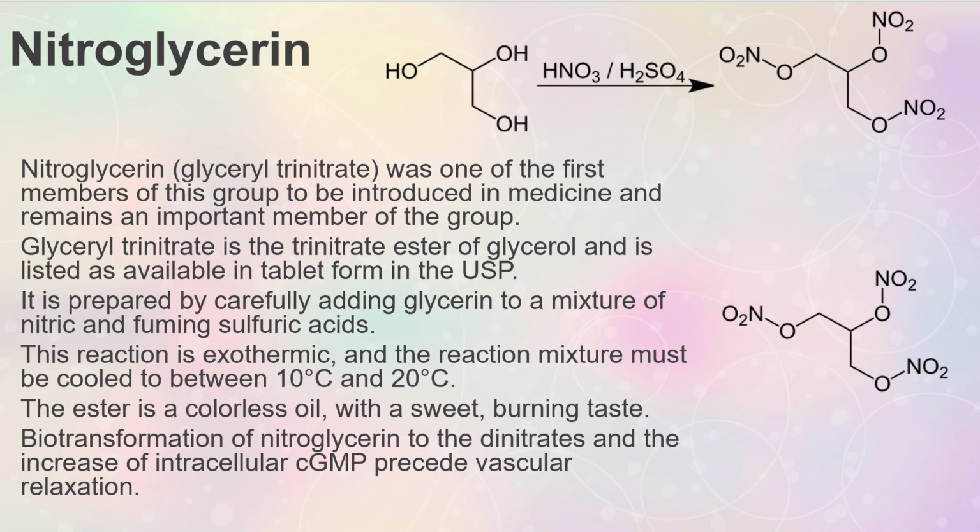So that's amyl nitrite. Nitroglycerin was one of the first members of this group to be introduced in medicine and remains an important member of the group. Glyceryl trinitrate, that is another way of saying nitroglycerin, is the trinitrate ester of glycerol and is listed as available in tablet form in the USP. It is prepared by carefully adding glycerin, as seen here, or glycerol, to a mixture of nitric acid and fuming sulfuric acid. This is the structure of nitroglycerin and how it's prepared.